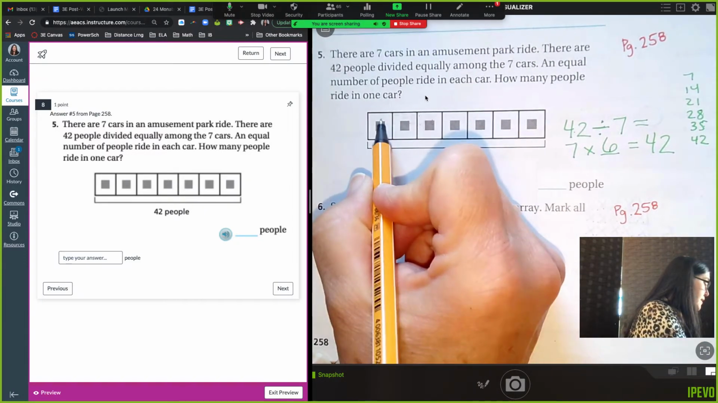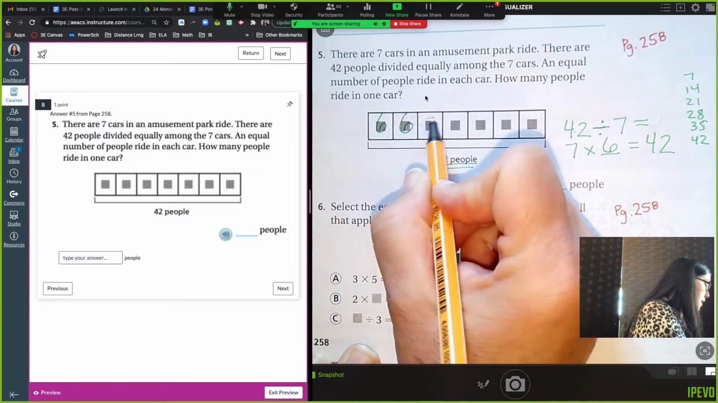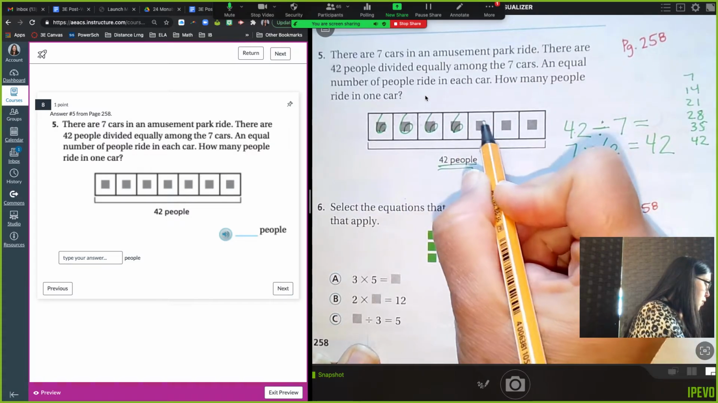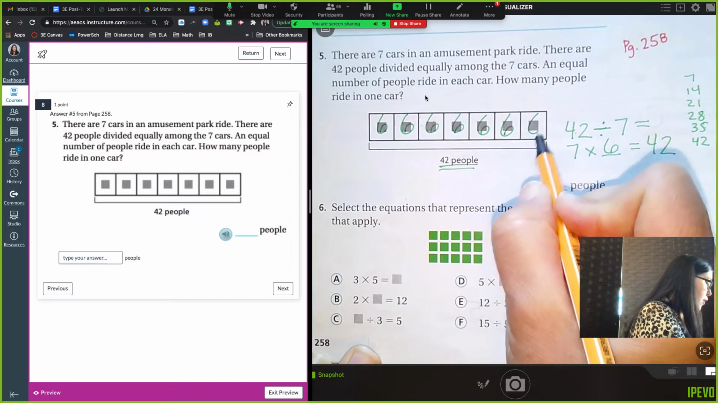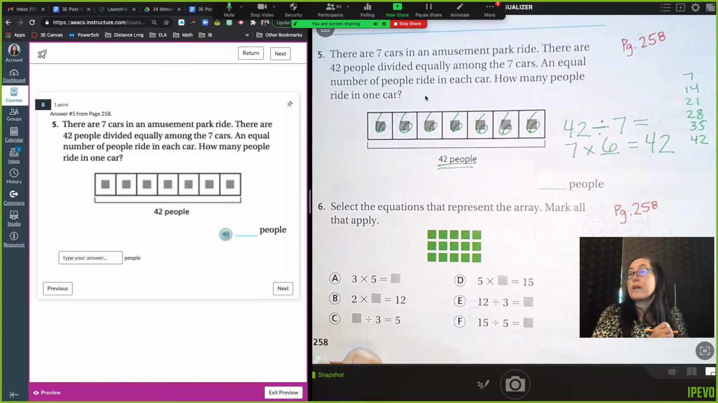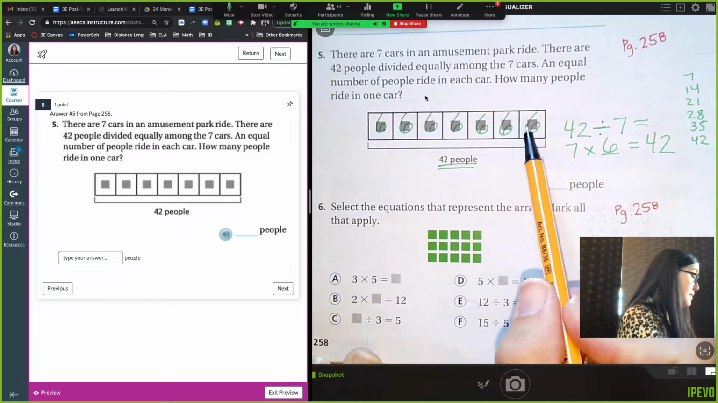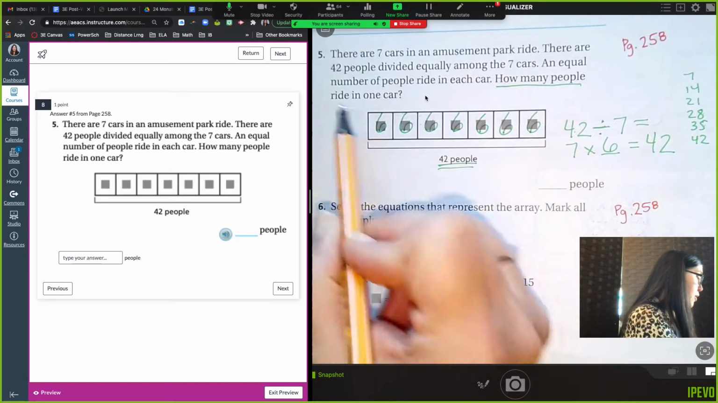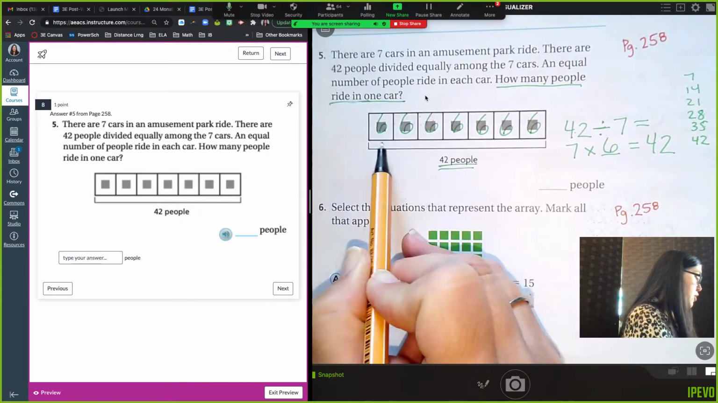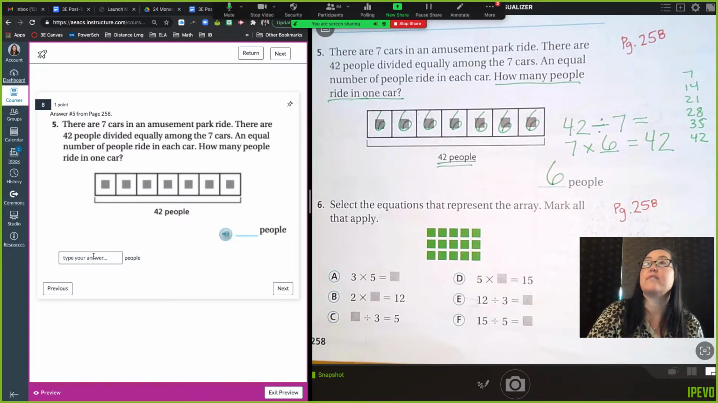So if I put 6 people in each car, 6, 12, 18, 24, 30, 36, and the spider said 42. That also works. I can double check using my 6s that 6 times 7 is 42. So the question, how many people ride in 1 car? You can see there are 6 people riding in 1 car. So I have to type my answer, 6.